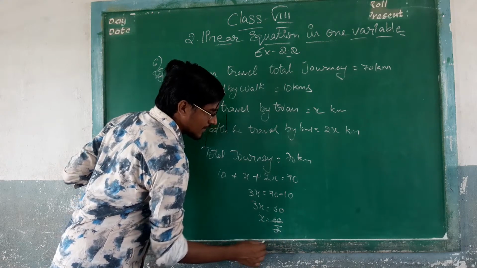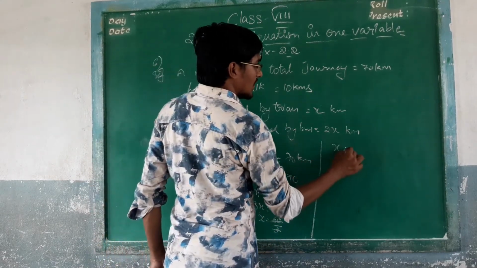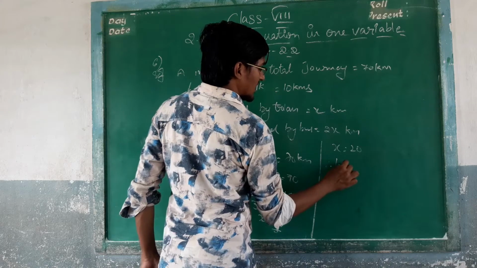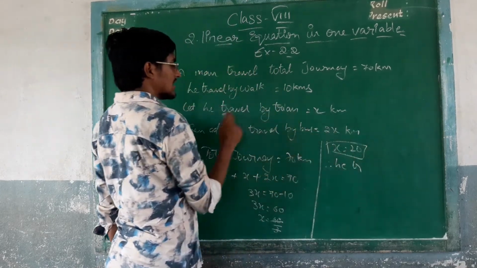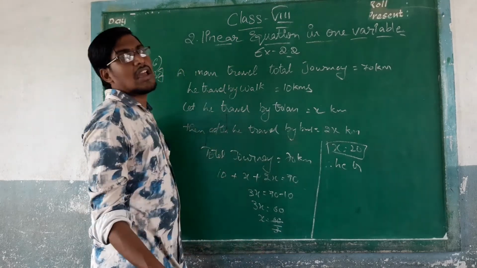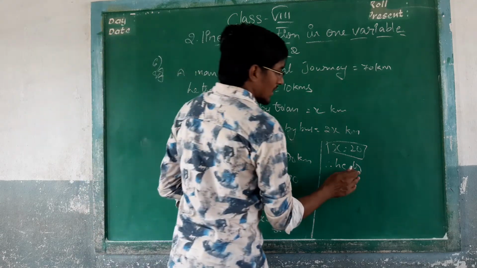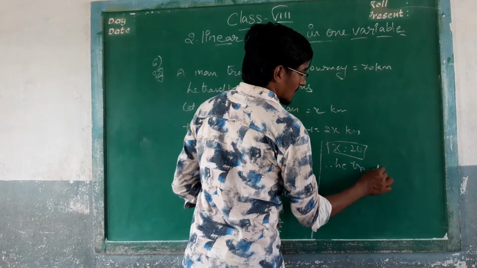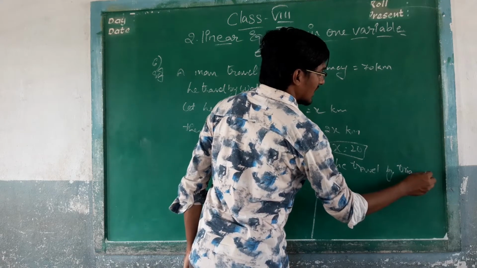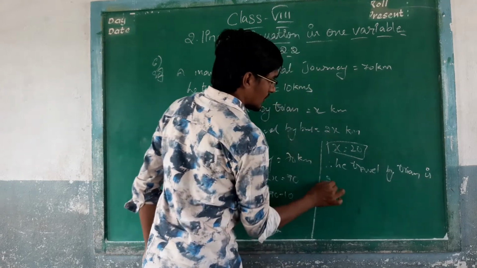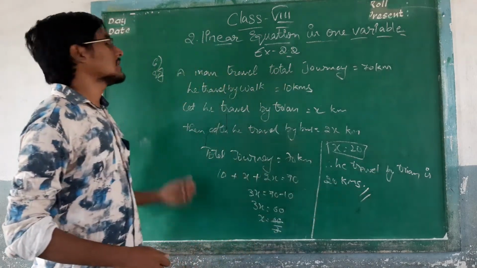3 goes into 60 how many times? 20 times. Therefore, x is 20. We know that x is the distance he traveled by the train, and we were asked how much he traveled by train. Therefore, he traveled by train 20 kilometers. This is the sixth sum.